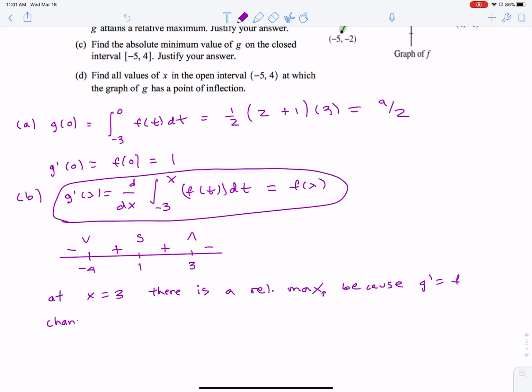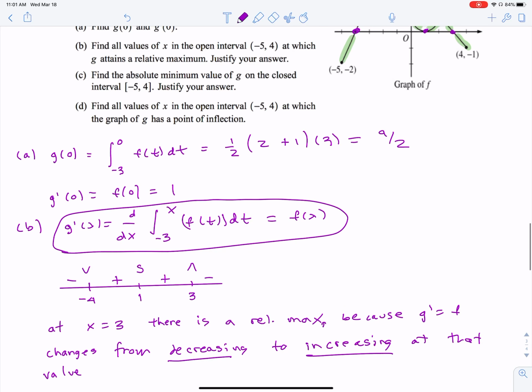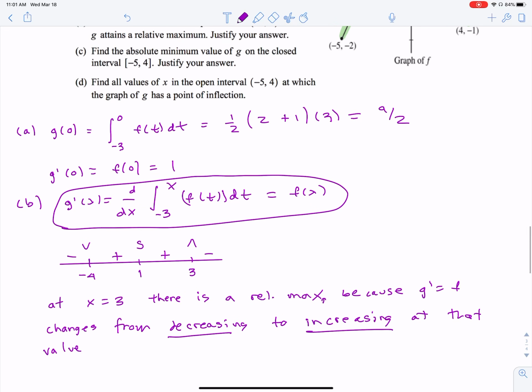changes, at x equals -4, from decreasing, because it's negative, to increasing at that value. So a couple quick notes. The language, increasing and decreasing, those are derivative words. So I'm talking about g prime.